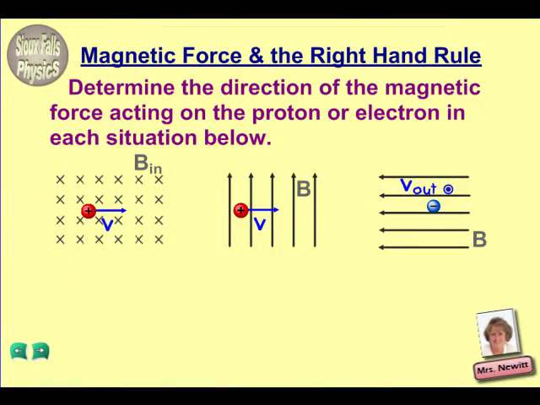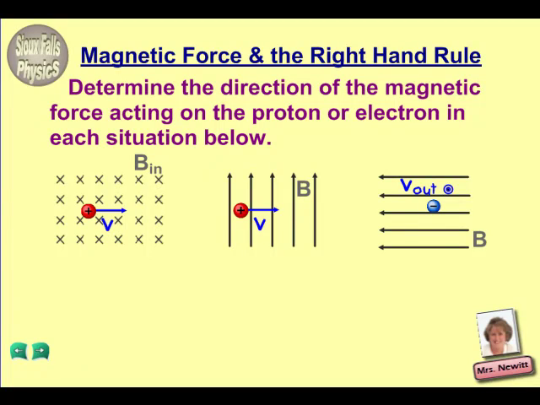Hey everyone, here's your Sioux Falls physics teachers, and today we're looking at the magnetic force, and probably the most interesting, or maybe difficult, part of the magnetic force, and that is determining its direction. So we have three different situations, and we're going to be practicing the right-hand rule to determine the direction of the force exerted on the particle in that situation.